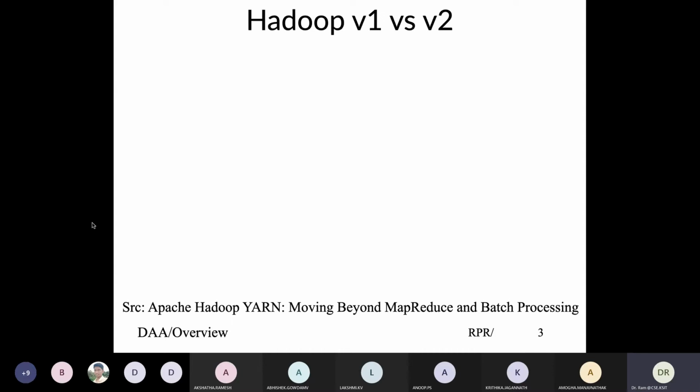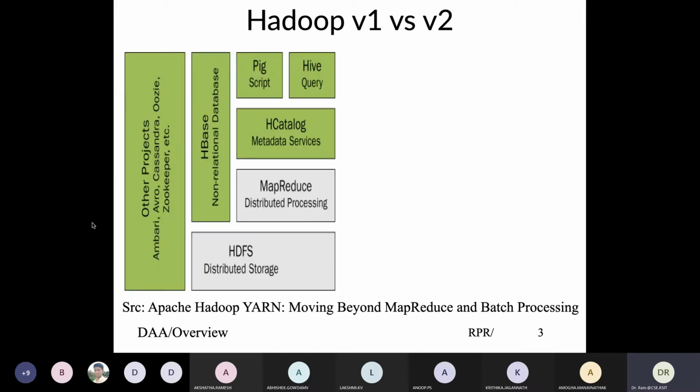Just to look at the difference between Hadoop 1 and Hadoop 2, this diagram shows you Hadoop 1. We have HDFS storage. On top of it, we basically run MapReduce programming. And then we have services and whatever applications you want to run. And this is your HBase distributed cluster. Of course, the other things run parallel to that.